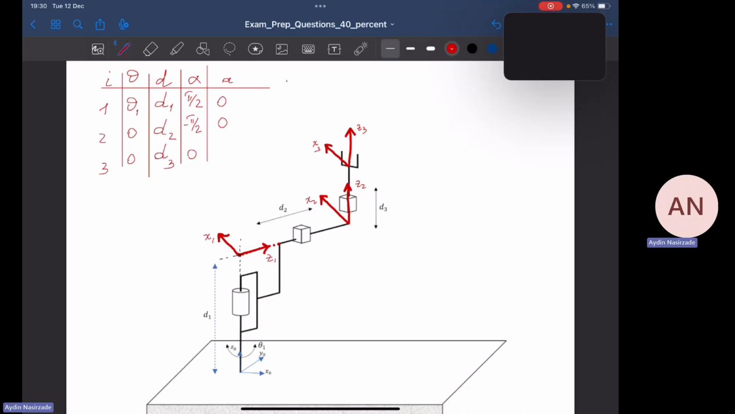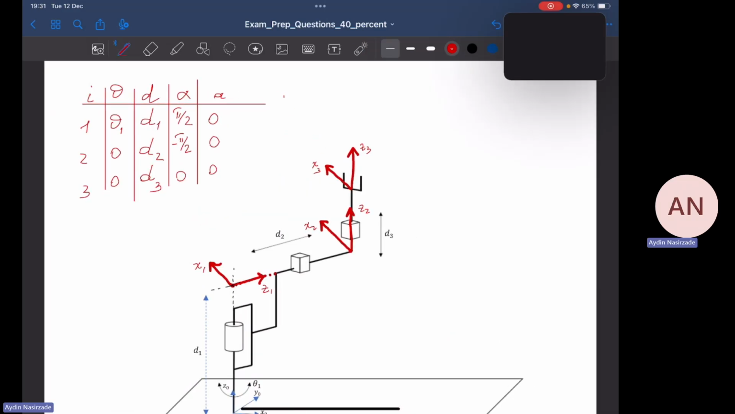What else? A3. The question for A3 is, along X3, how much do I have to translate the origin of frame 2 to align it with the origin of frame 3? Again, these 2 points are at the same point of X3 axis, so there is no need for any translation. That's why we have to write 0 meters right here as well. So this is the DH parameter table.